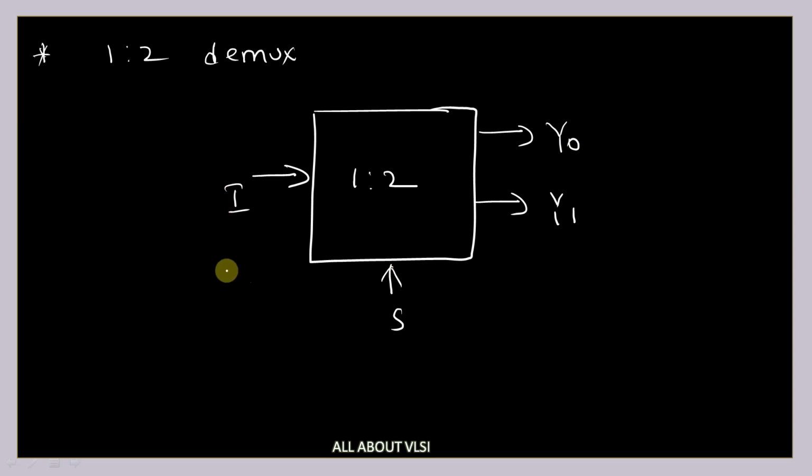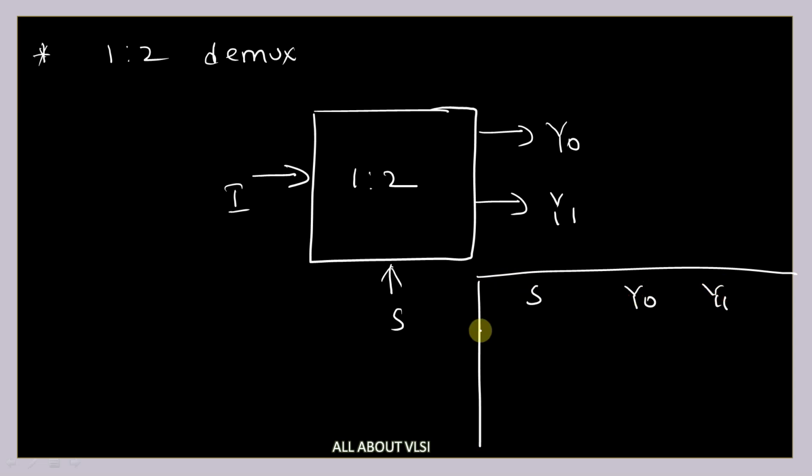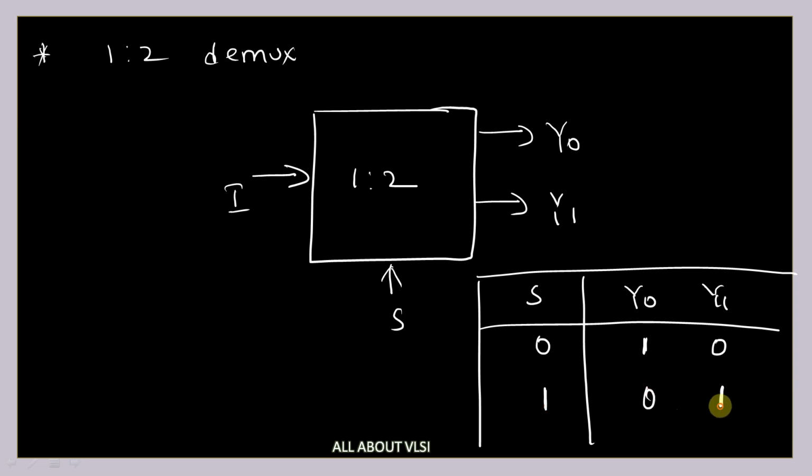Coming to the truth table of this 1 to 2 demux, it will look like this. The columns are the select line, and outputs y0 and y1. If your select line is equal to 0, then y0 will be equal to 1 and y1 will be equal to 0. And if your select line is equal to 1, then y0 is 0 and y1 is 1.